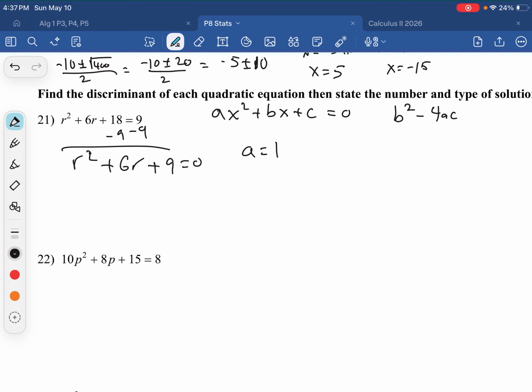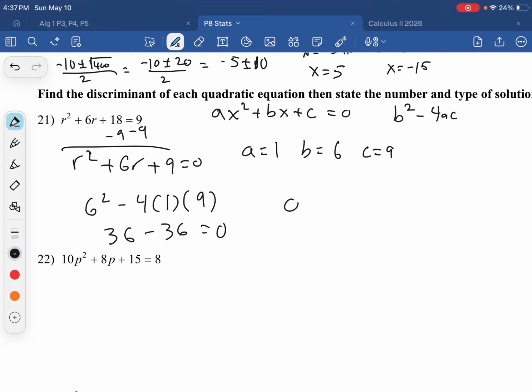a equals 1, b equals 6, c equals 9. This is going to look like 6 squared minus 4 times 1 times 9 to get 36 minus 36. So my discriminant is equal to 0. So I'll have one real solution.